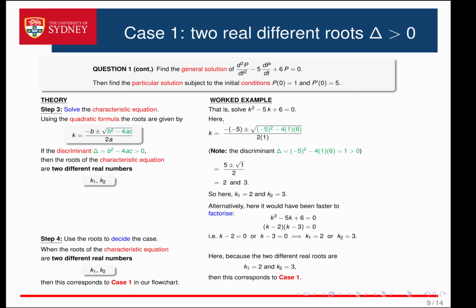Because we obtain two real and different roots, k1 equals 2 and k2 equals 3, our example therefore corresponds to case 1.